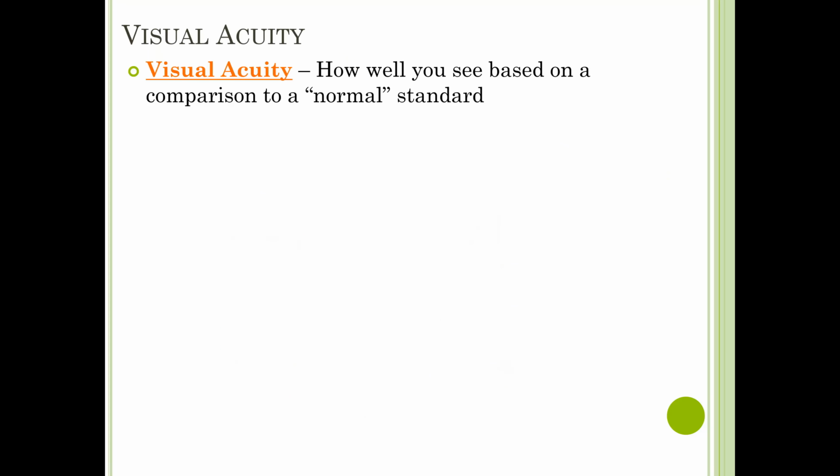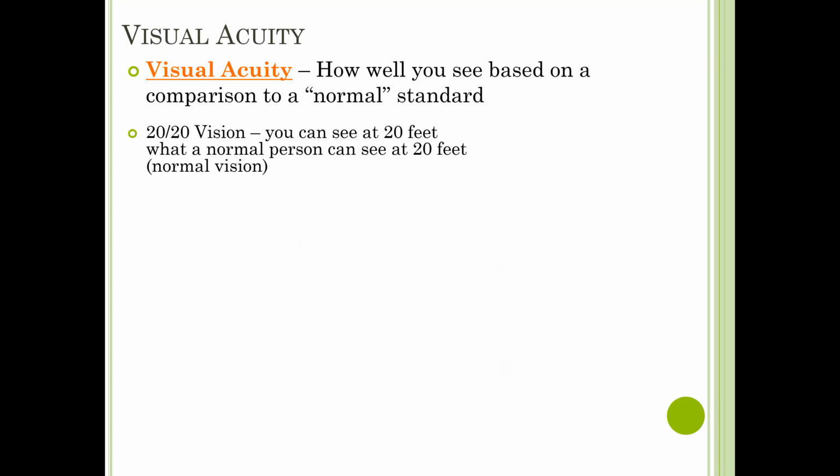And then the term visual acuity refers to how well you see based on a comparison to a normal standard. So what we call 20/20 vision is when you can see at 20 feet what a normal person can see at 20 feet. So basically you're the same as a normal person.